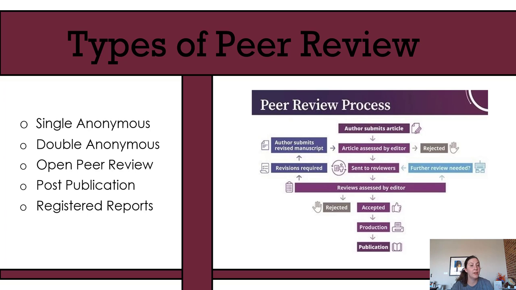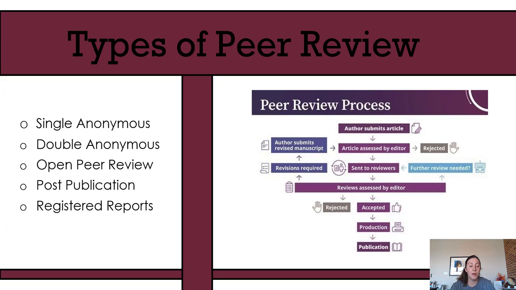A con, though, especially if the reviewer is very familiar with all of the research that is out there, or at least a nice chunk of it, sometimes the reviewer can figure out who the author is, and then it leads back into that single anonymous. It can influence their decision on the publication process of that article.